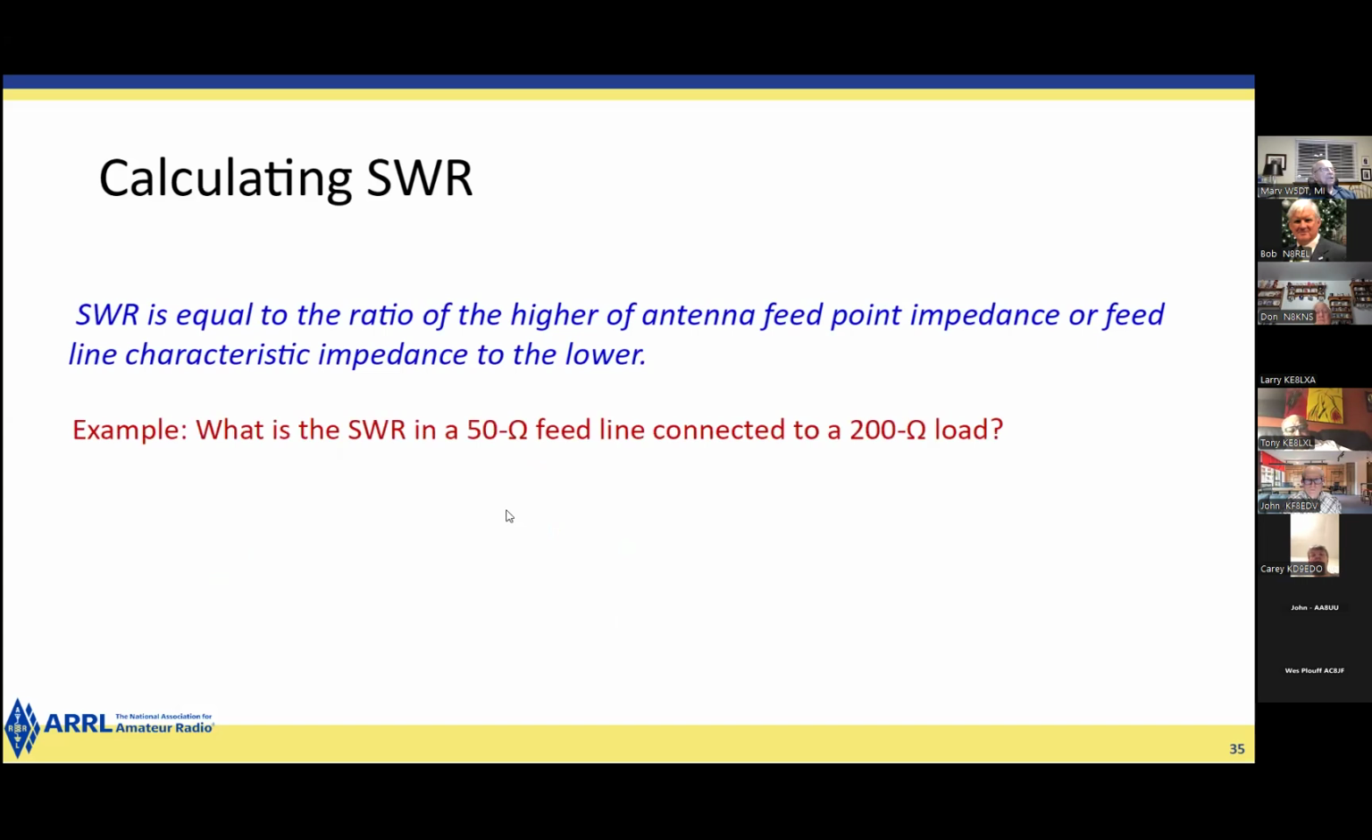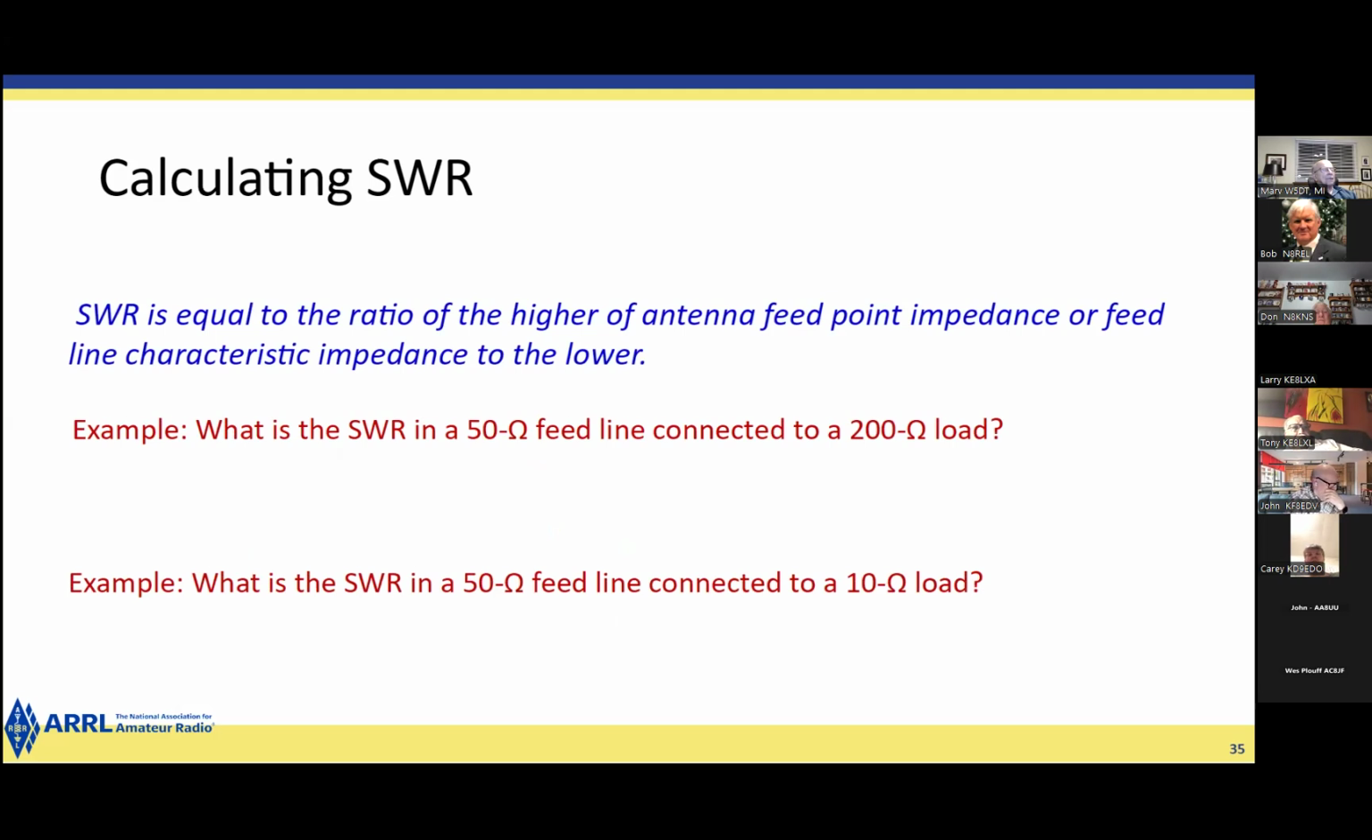For example, what is the SWR in a 50 ohm feed line connected to a 200 ohm load? What would that be? Anybody want to hazard a guess? 4-to-1. It'd be 4-to-1.